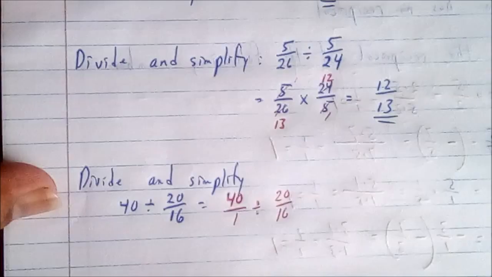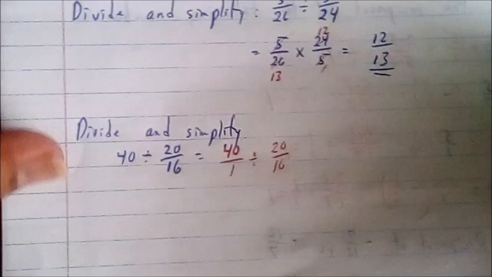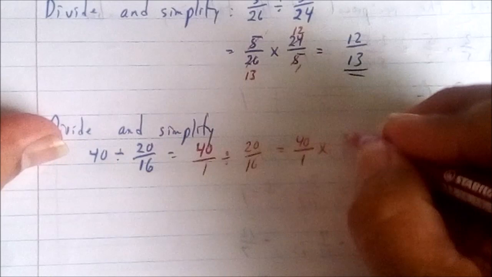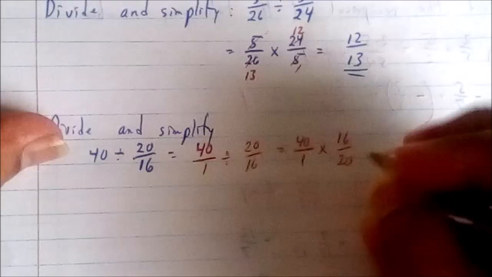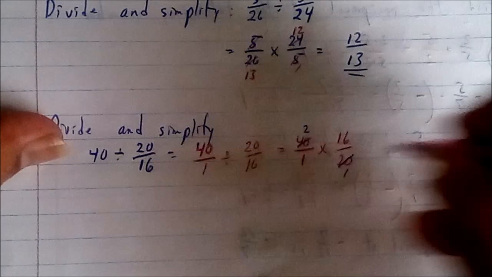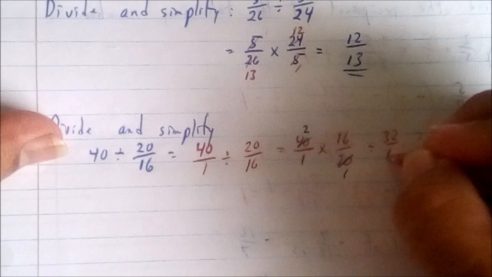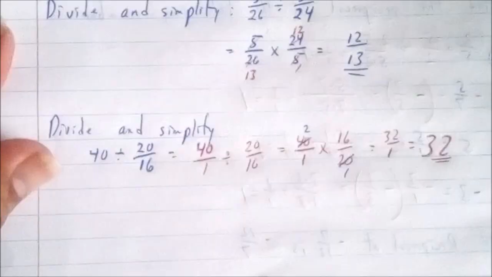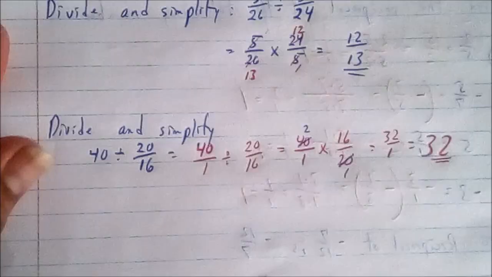Now, you follow the same rules. You multiply the first fraction by the reciprocal of the second fraction. Reciprocal means you just flip them over. Now, 20 into 20, 1. 20 into 40, 2. That gives us now 2 times 16, 32, and 1 times 1, 1, which gives us a value of 32. That's what we end up with. Okay, 32 for that particular problem.